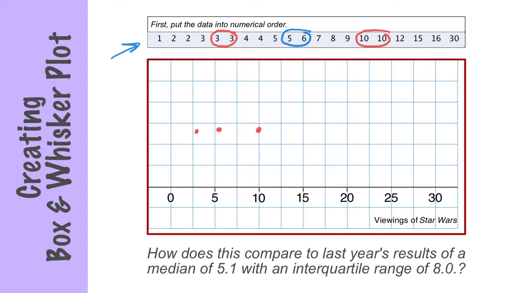Now, the lowest possible value is 1, and the highest value is 30. So I'm going to draw my box, and my whiskers.